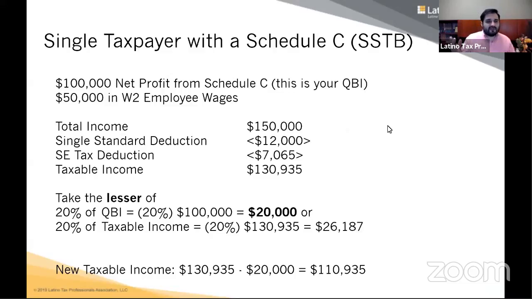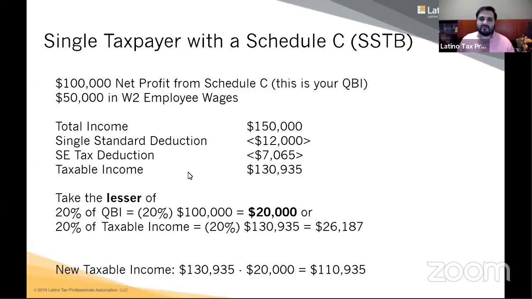So George has two sources of income. He has a W-2 for $50,000. He's an employee, but he also has $100,000 of net income under Schedule C. So first, let's combine this. So the total income is $150,000 total income, right? You add it up.